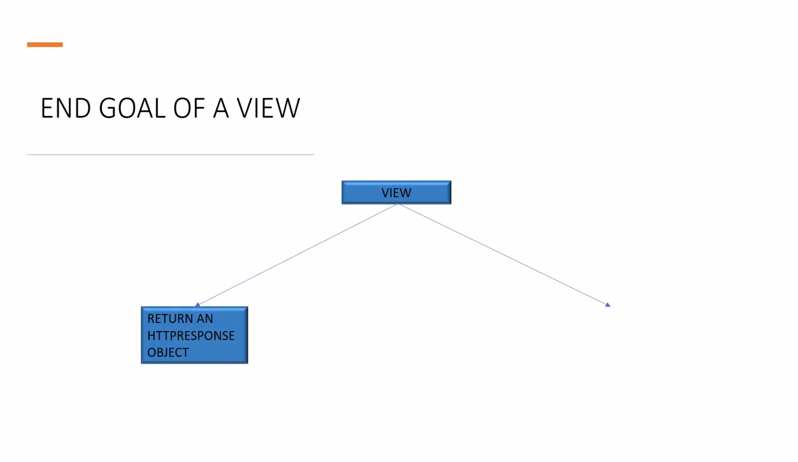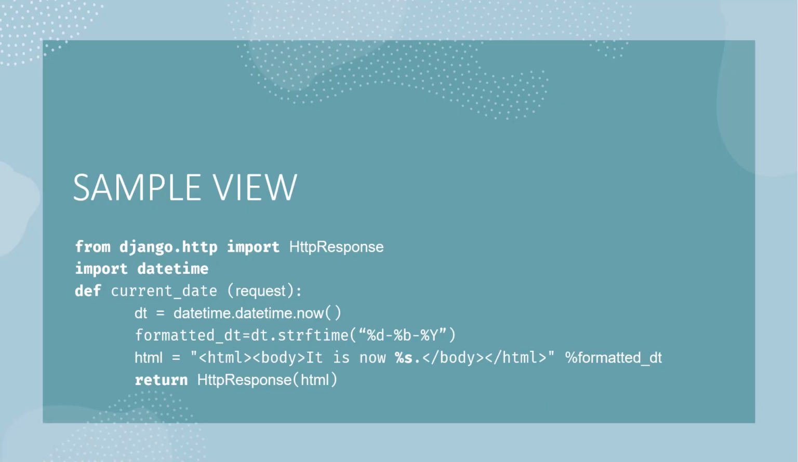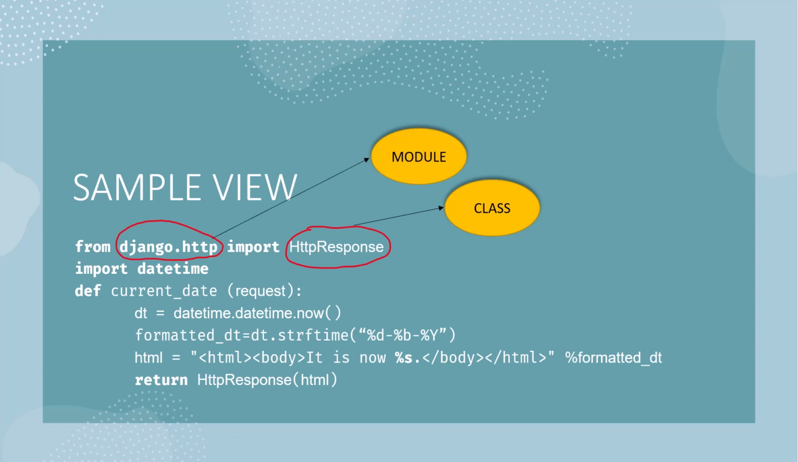Now let's talk about the end goal of a view. A view can essentially have just one of two outcomes. Either the view will return an HTTP response object, or it will raise an exception like a 404, meaning page not found. Looking at a sample view now, let's understand the code. In the first statement, we are importing HttpResponse, which is essentially a class that is imported from the django.http module. Remember, the class is the blueprint or the template on the basis of which objects are created.